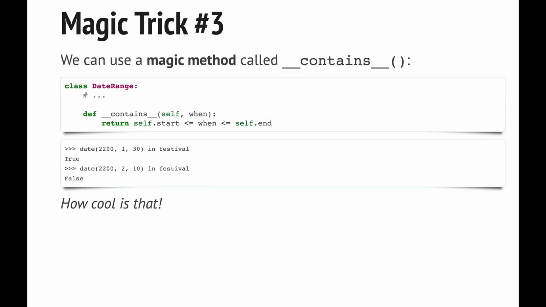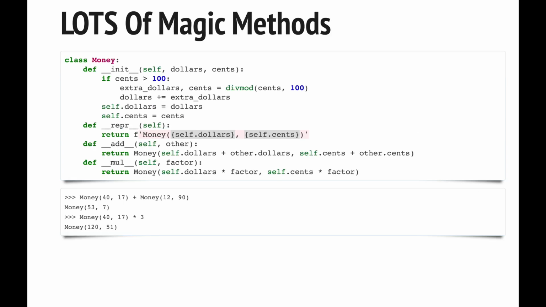We can do this with magic methods. These are methods that hook into Python's syntax. For the in operator, we define a method called __contains__. Notice it takes one argument other than self, called when. That's the date to check, and it returns true or false. There are many magic methods like this. Here's a class called Money that demonstrates some of them, letting you hook even into arithmetic. Basically, magic methods let your classes work closely with the syntax of Python itself.